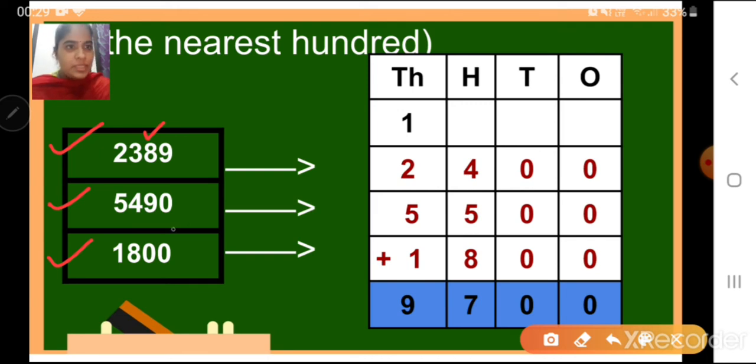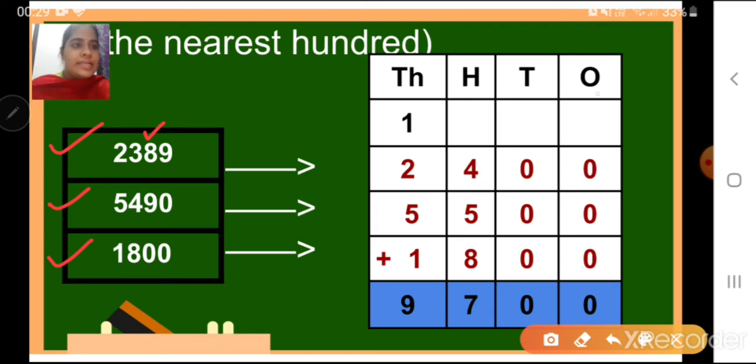Okay, now the next number 5490. Now this number if we round off to nearest 100, we will get 5500 and 1800 will be 1800 only. Okay, because at tens place we have 0 less than 4, so the number at hundreds place will not change.